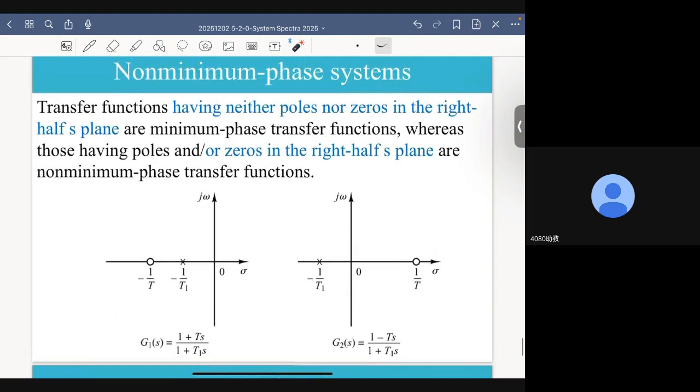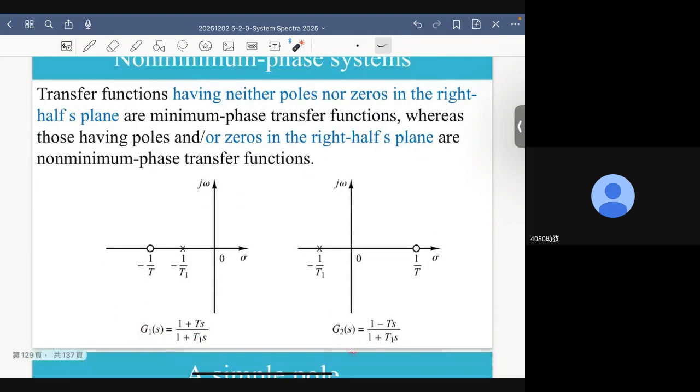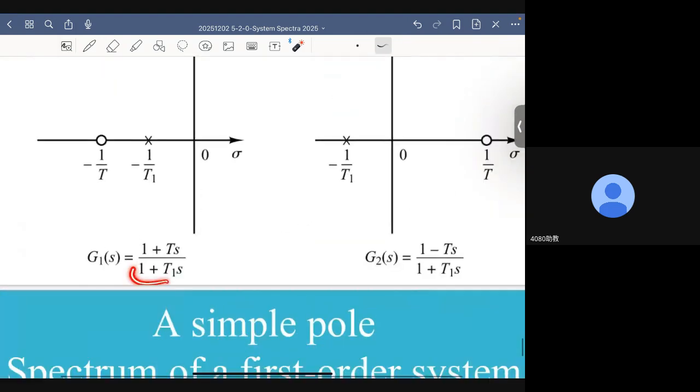Now, here we have two first order systems. They both have the same pole.